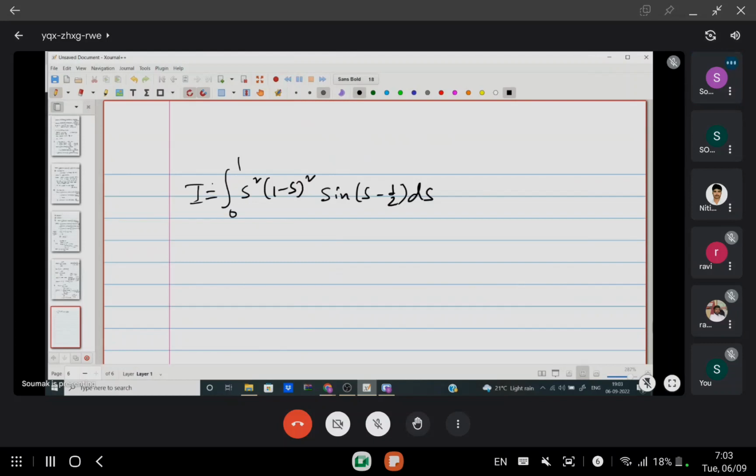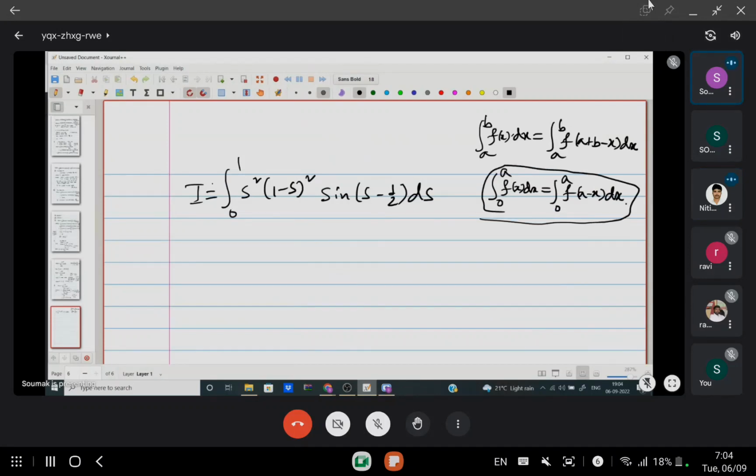You know, integral a to b f(x) dx is the same as integral a to b f(a plus b minus x) dx. Or you can use this formula: integral 0 to a f(x) dx is the same as integral 0 to a f(a minus x) dx. I will use this formula to compute. It is integral 0 to 1.